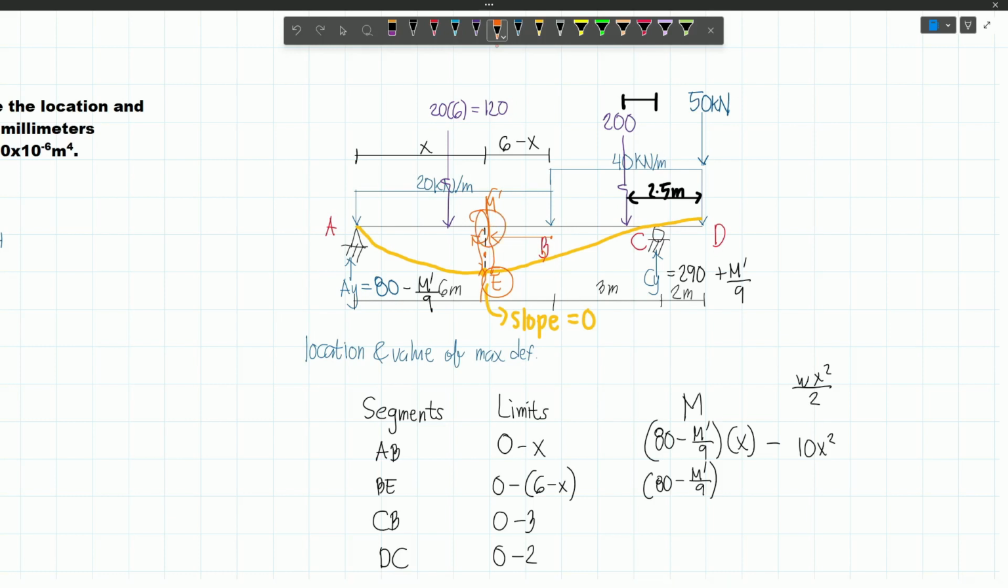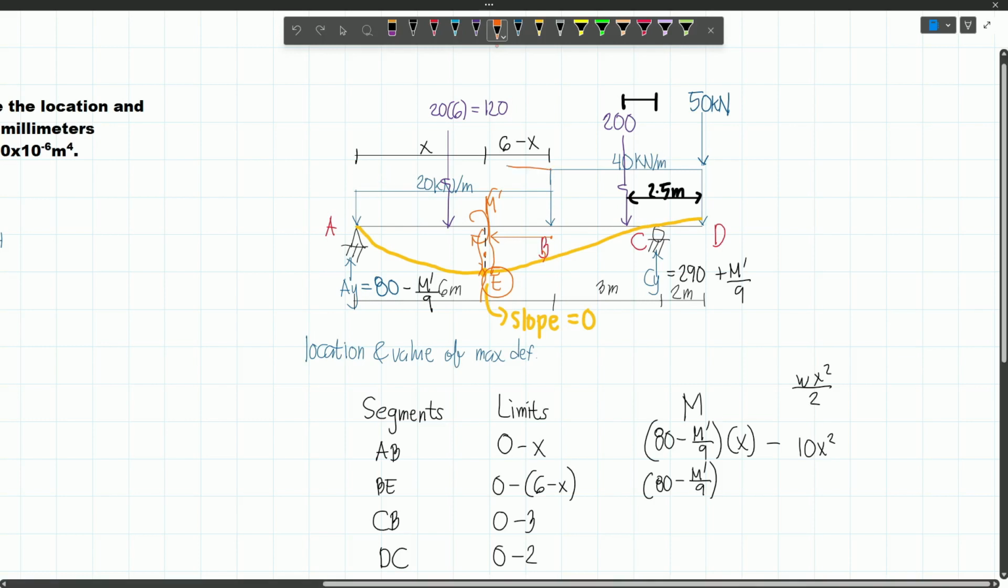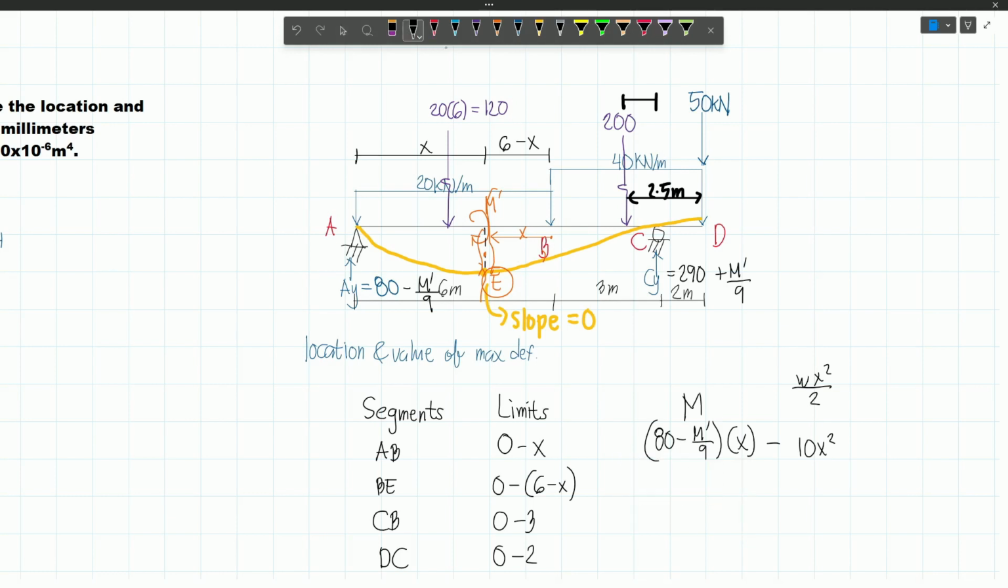Now, this is what I meant kanina na when you are computing for the maximum deflection, always consider left to right for this one and then right to left for this one, for 6 minus x and for x. And so if this is our origin, this will be our x. And so I'll just remove this one. Now, this distance is 2.5 meters. And so if I will take moments about dito sa E, I will have the moment caused by this one. So that will be negative 10x squared, which is still from wx squared over 2.